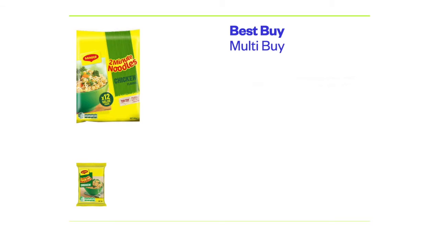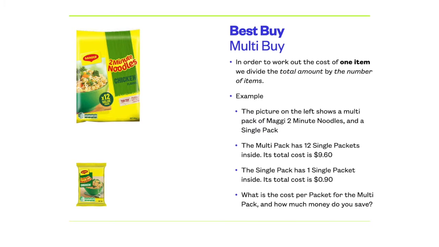Multi-buy. In order to work out the cost of one item, we divide the total amount by the number of items. So for example, the picture on the left shows a multi-pack of Maggi 2-minute noodles and a single pack of the same flavour. The multi-pack has 12 single packets inside it, and its total cost is $9.60. The single pack has 1 single packet inside, and its total cost is 90 cents.